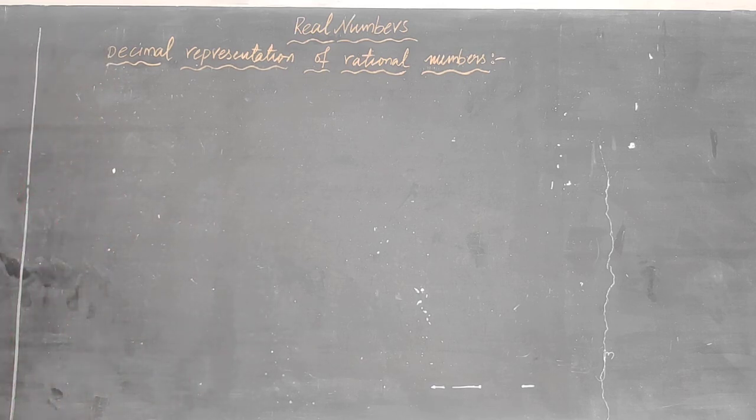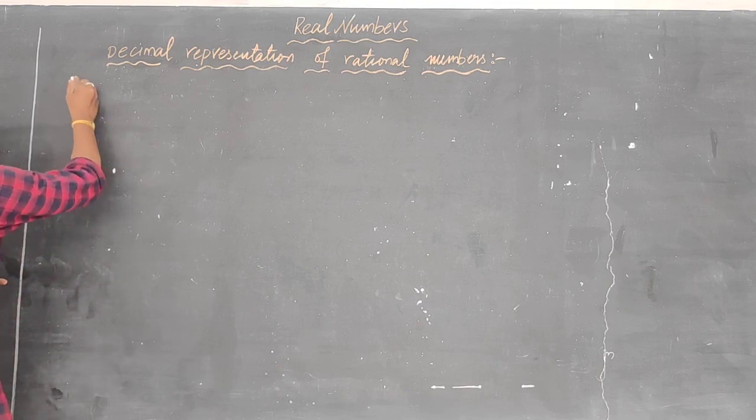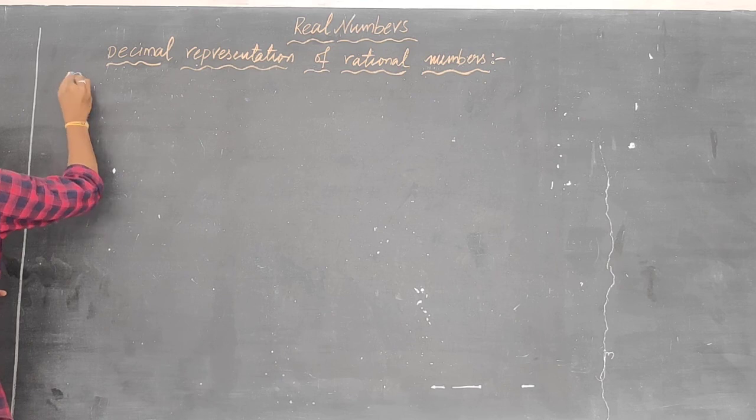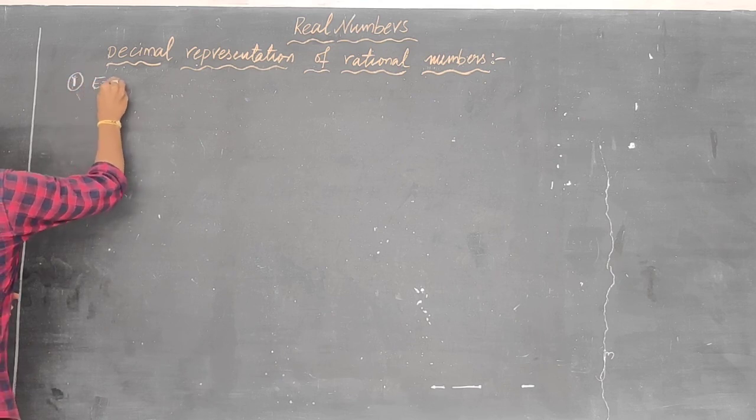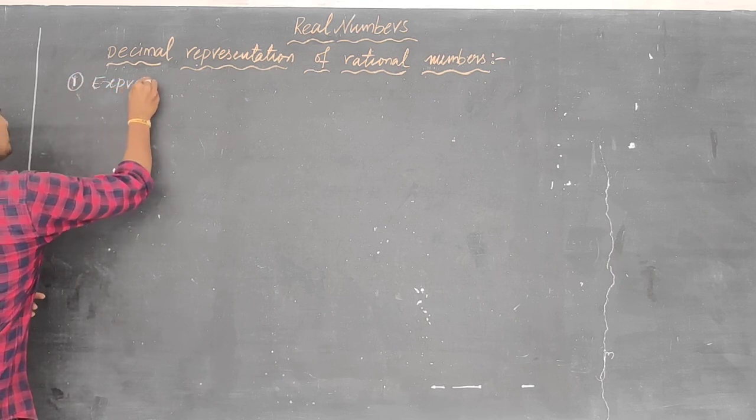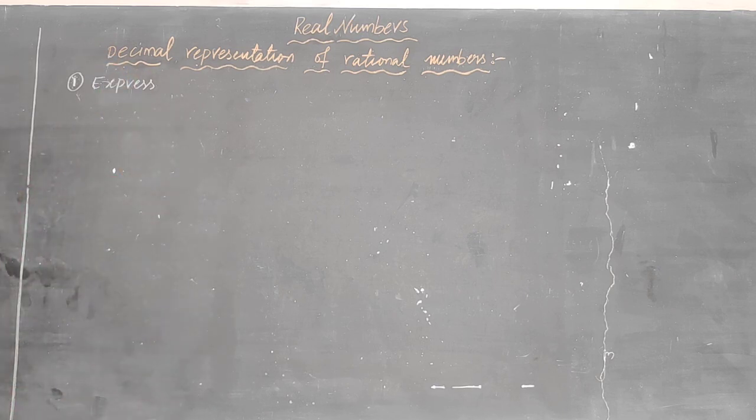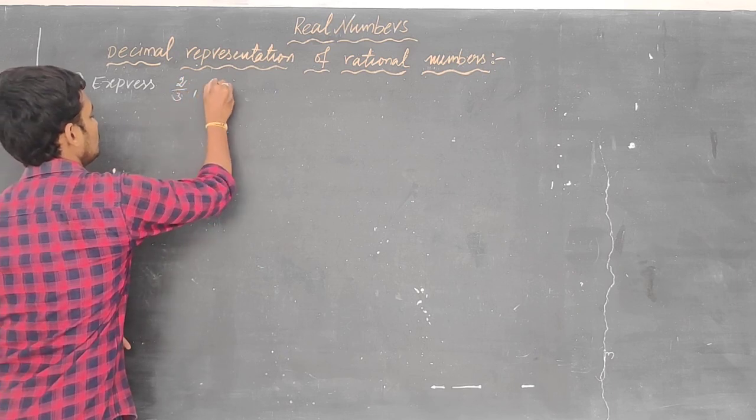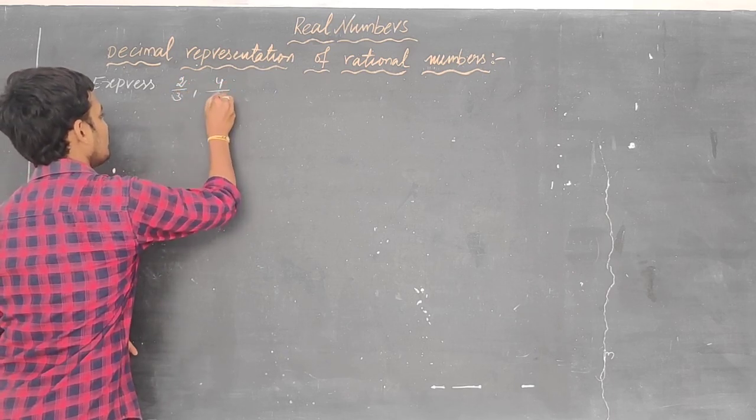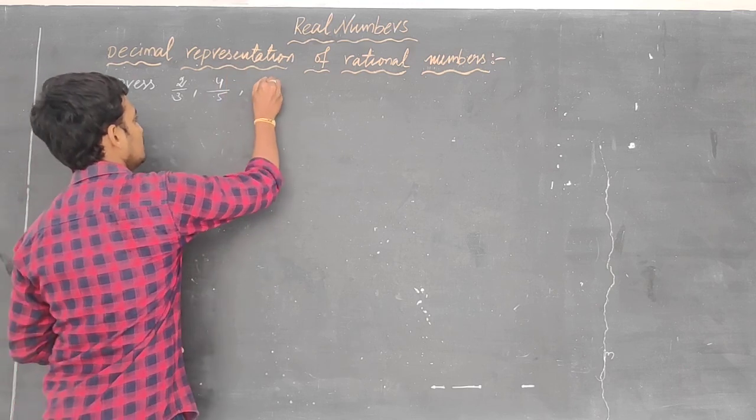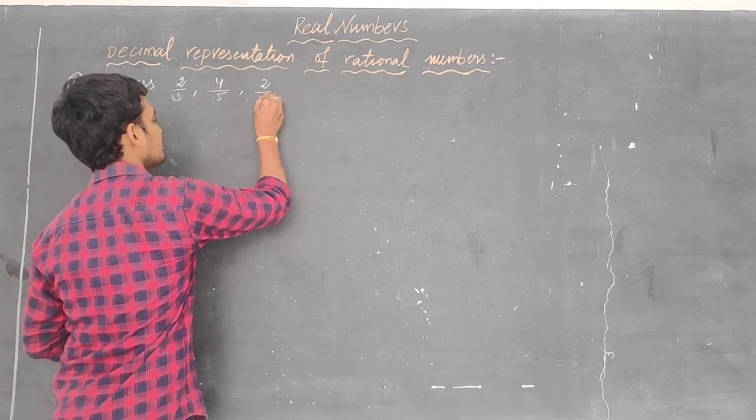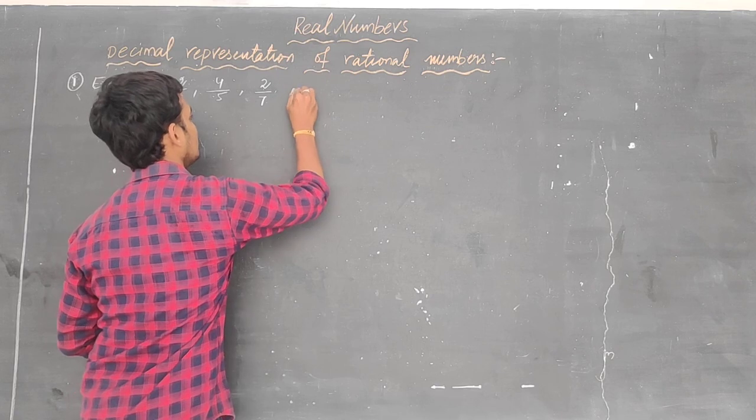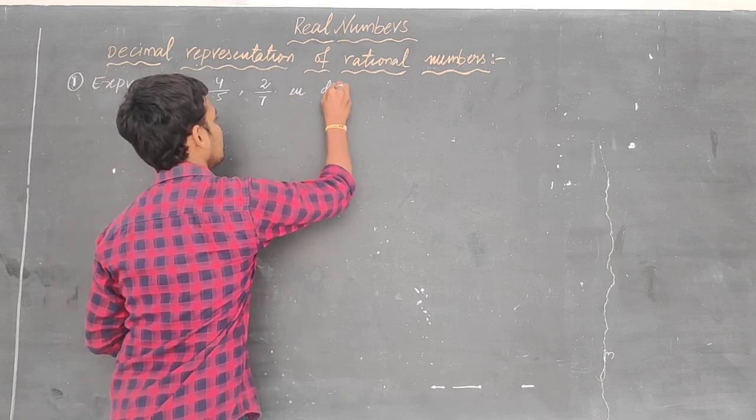Okay, there is a question. Now I am writing it. So we have to write this, the first question. Express 2 by 3, 4 by 5, 2 by 7 in decimal form.